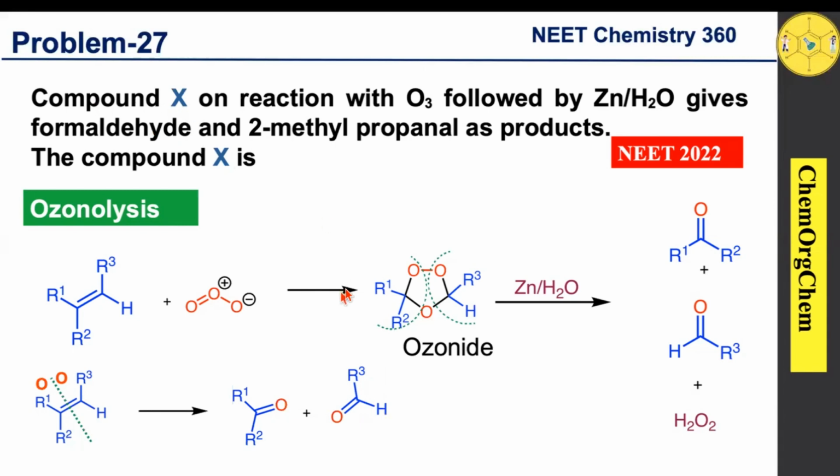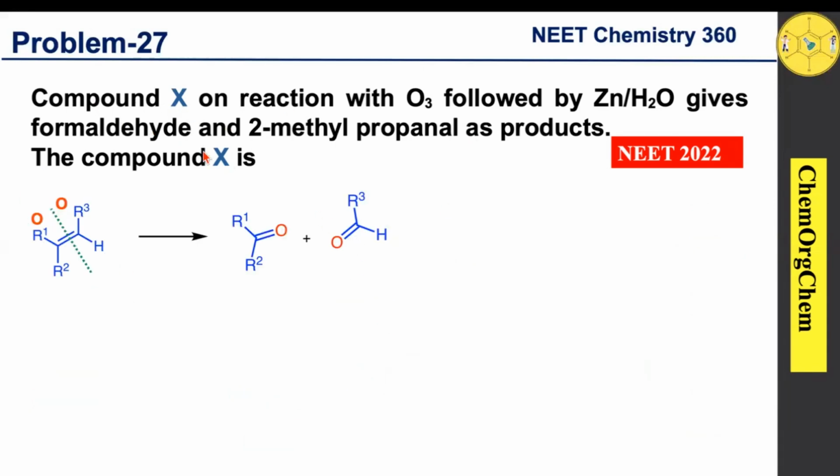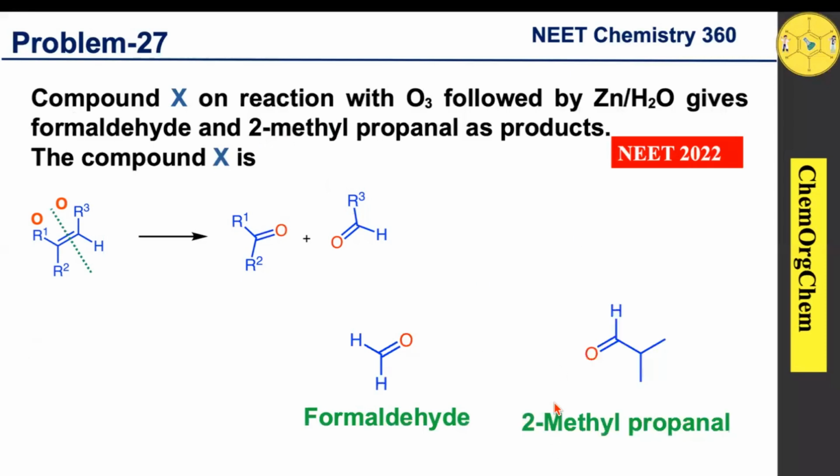To solve this type of question, we need to work backward. For working backward, you can see that this reaction produces formaldehyde as well as 2-methylpropanal as final products. In order to work backward, you just remove this oxygen as well as this oxygen. Now you connect these two fragments, which produces the corresponding compound X.